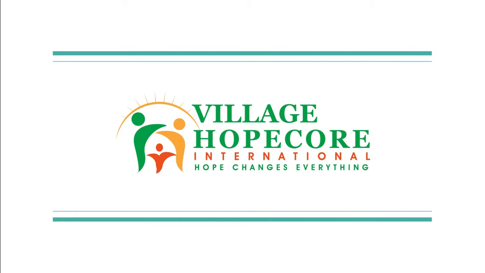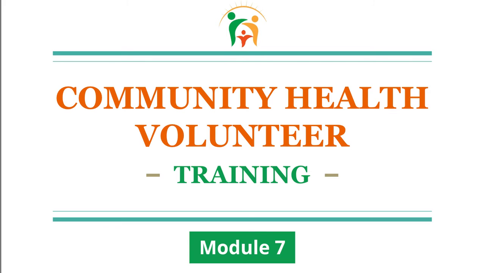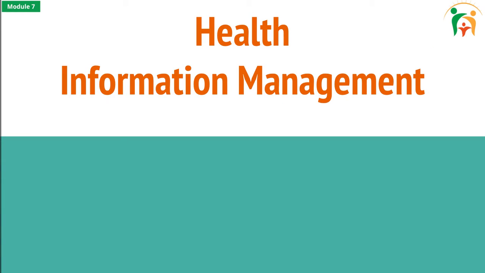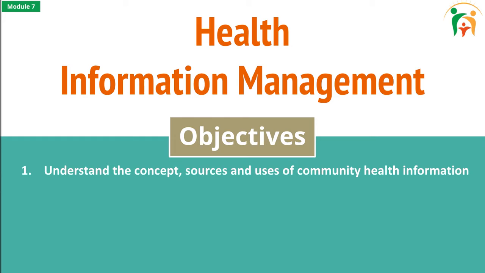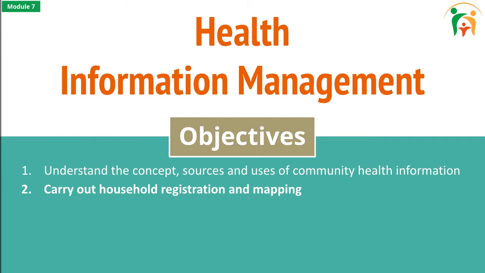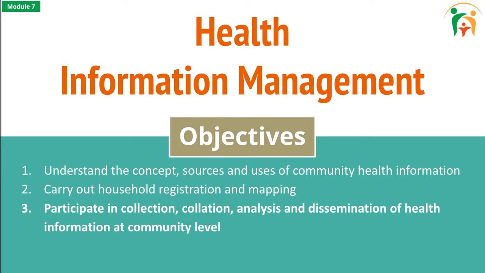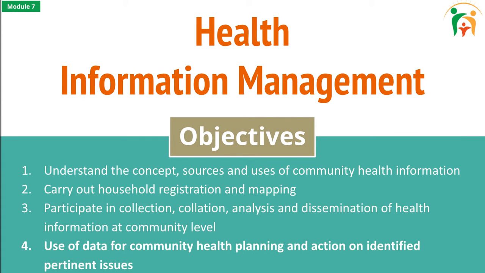Welcome to Community Health Volunteer Training Module 7, which covers health information management. The objectives of this topic are: understand the concept, sources and uses of community health information, carry out household registration and mapping, participate in collection, collation, analysis, and dissemination of health information at community level, use of data for community health planning and action on identified pertinent issues.